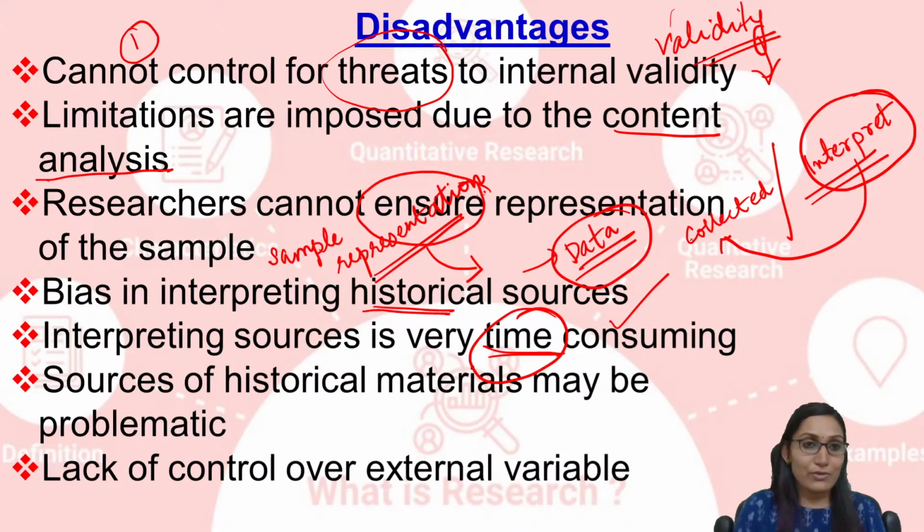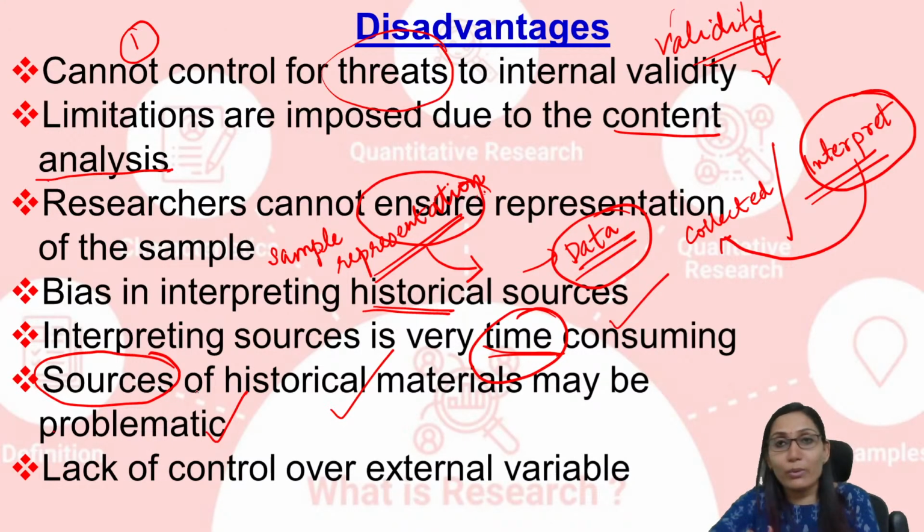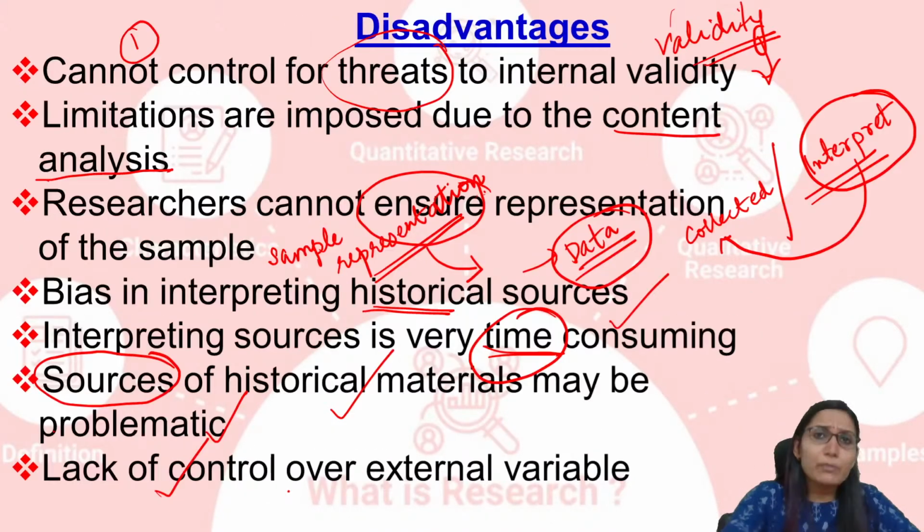The sources of historical materials may be problematic. The researcher does not know what the sources are, so that can be an issue. Then there is lack of control over external variables, because the researcher here does not have any control over external factors. So these are some of the disadvantages of historical research compared to experimental research.